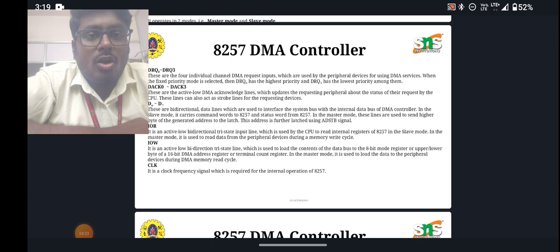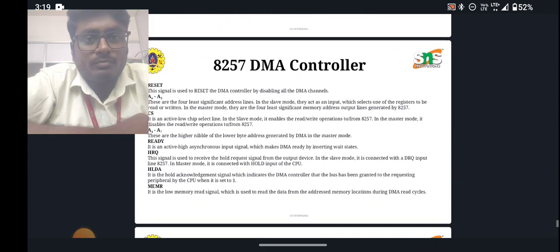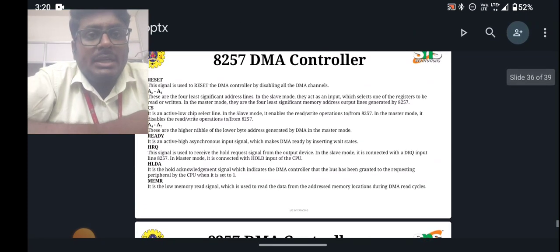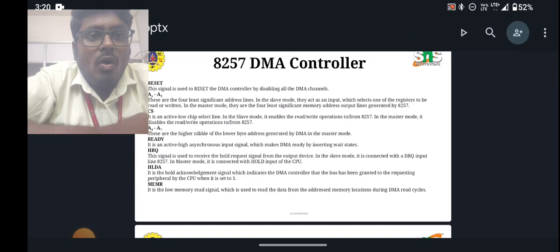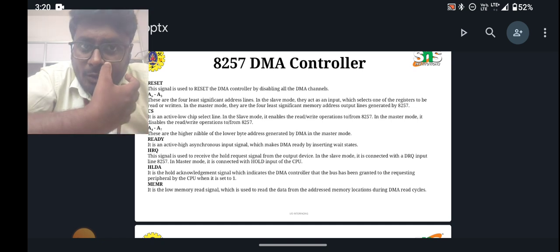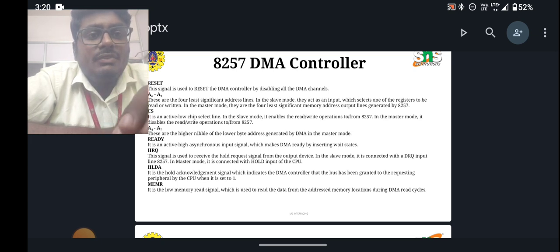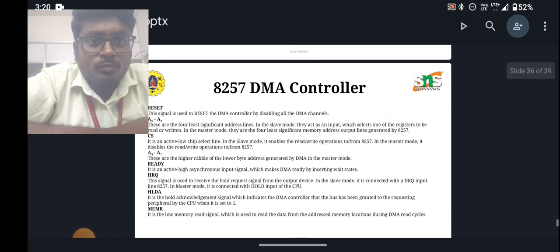Clock: it is a clock frequency signal which is required for the internal operation of the 8257. Reset: this signal is used to reset the DMA controller by disabling all the DMA channels. A0 to A3: these are the 4 least significant address lines. In the slave mode, they act as inputs which select one of the registers to be read or written. In the master mode, they are the 4 least significant memory address output lines generated by the 8257.